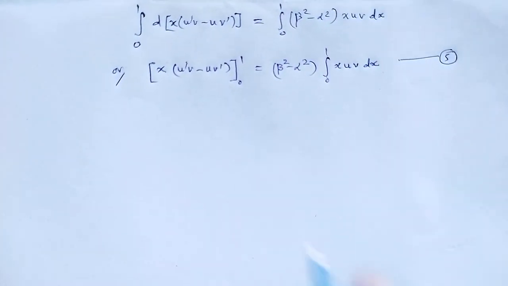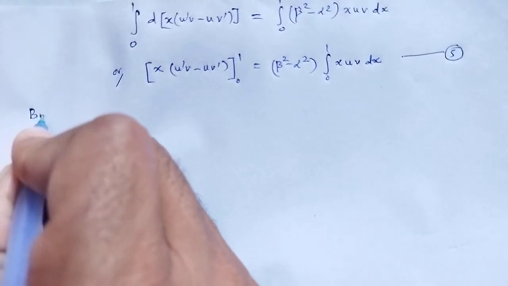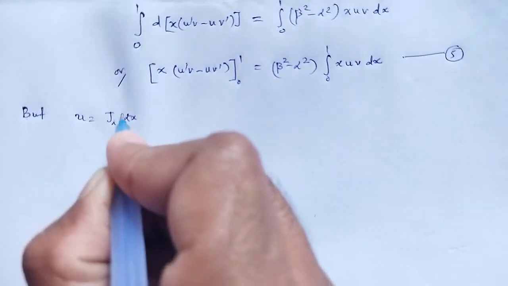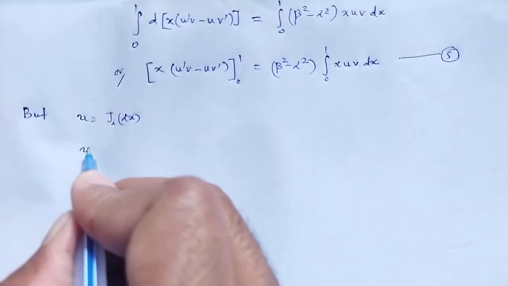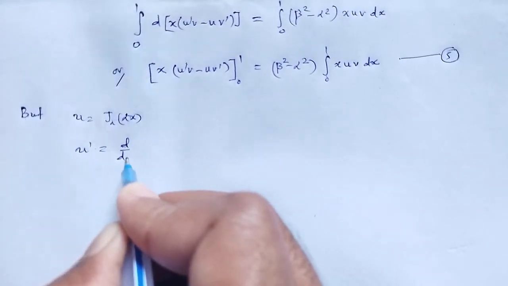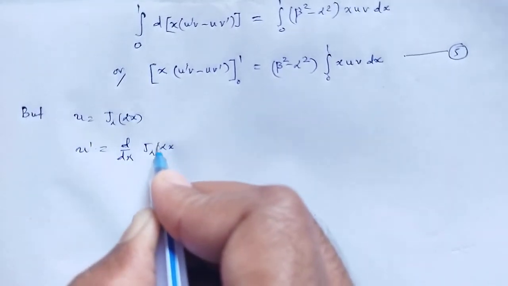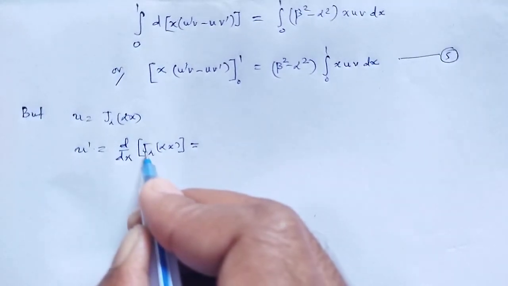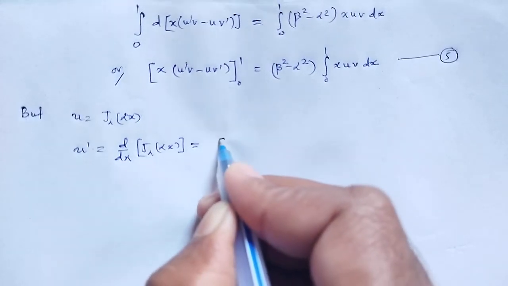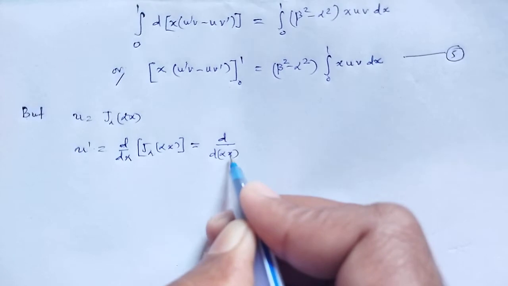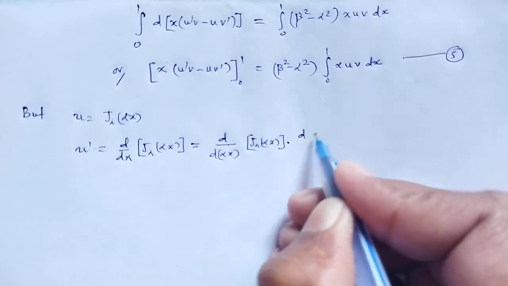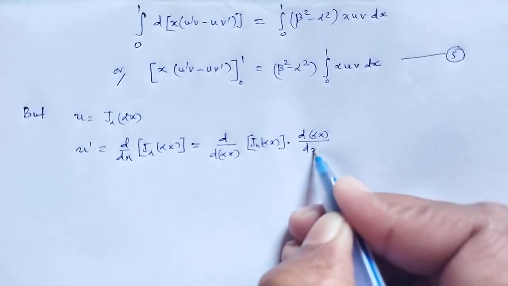But we know u is equal to Jn of alpha x. Therefore, u dash will be how much? That is d by dx of Jn alpha x. Therefore, we can write by using the chain rule, d by d of alpha x of Jn alpha x, into d of alpha x by dx.